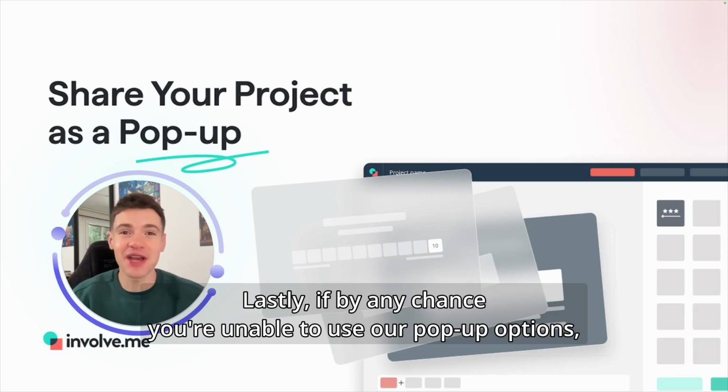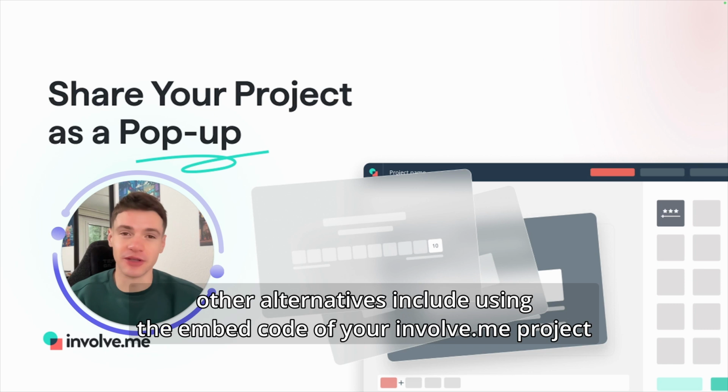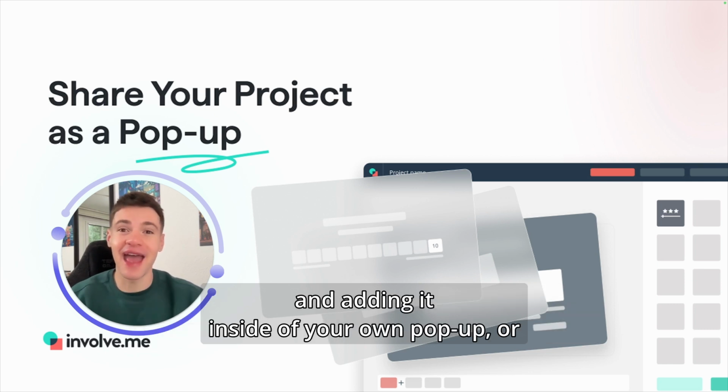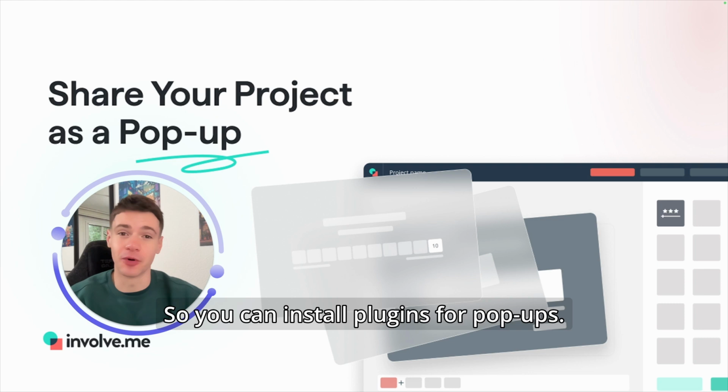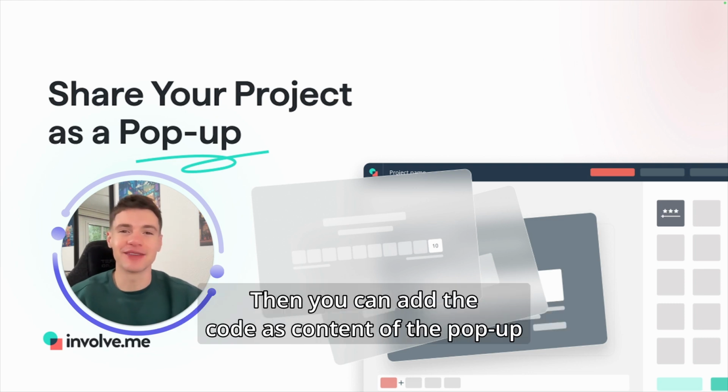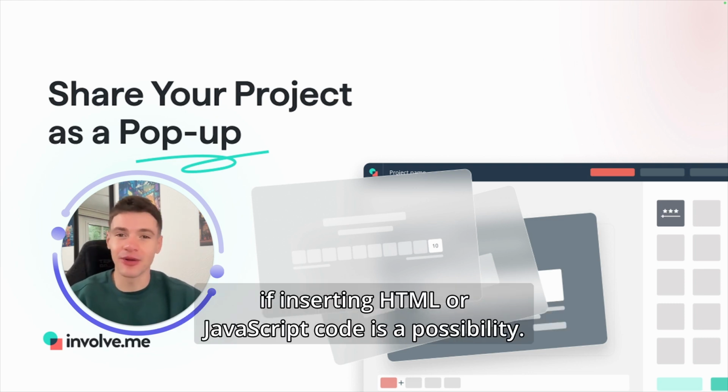Lastly, if by any chance you're unable to use our pop-up options, other alternatives include using the embed code of your InvolveMe project and adding it inside of your own pop-up, or most website builders have pop-ups natively, so you can install plugins for pop-ups. Then you can add the code as content of the pop-up if inserting HTML or JavaScript code is a possibility.